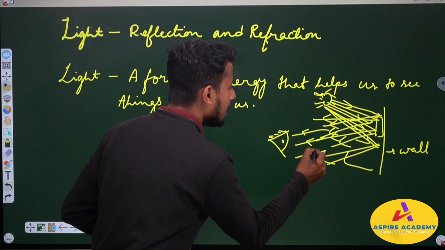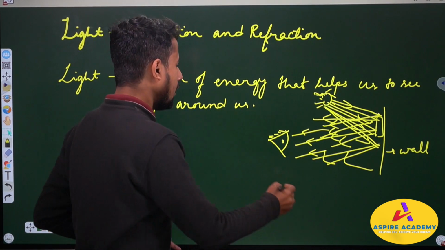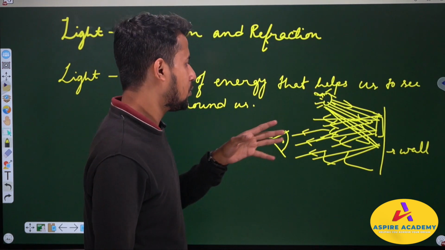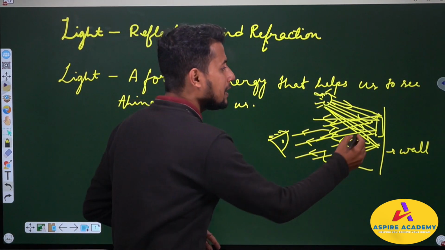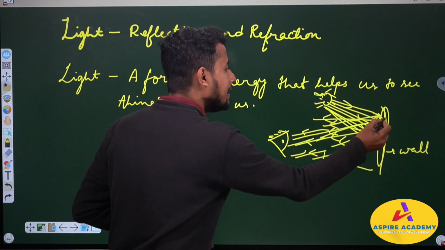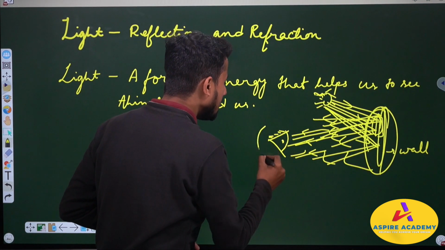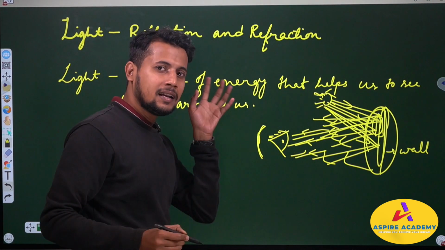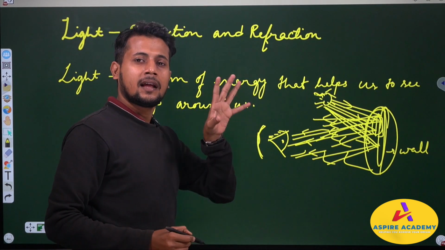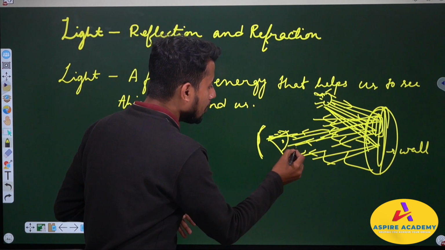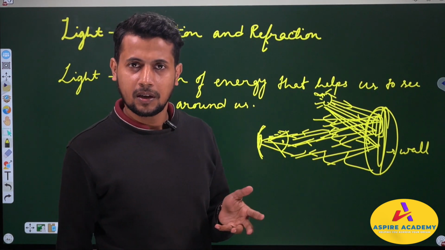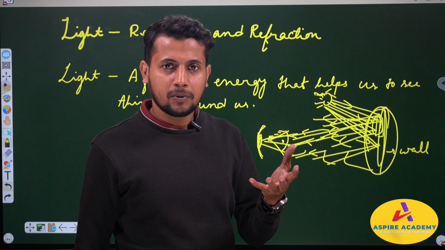And what happens? Inside our eyes there is a screen called retina. Whatever amount of light is reflected from this painting or the wall enters our eyes, and an image of this object is formed here in the retina. It is like a screen in the eyeball on which the entire object's image will be formed. The painting's image will be formed here. This is how we are able to see an object.